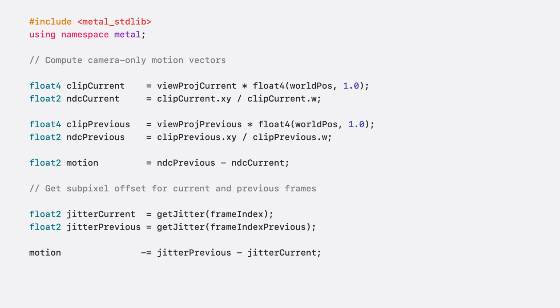Here is the code to compute camera-only motion vectors for static objects. You can start by computing the projected position of the current vertex. Then project the same position through the previous frame's matrix. Your motion vector is the difference between the two. However, since the camera matrices were jittered, subtract the jitter deltas from the current and previous frame. Finally, get a clean, unjittered motion vector for a cleaner motion.